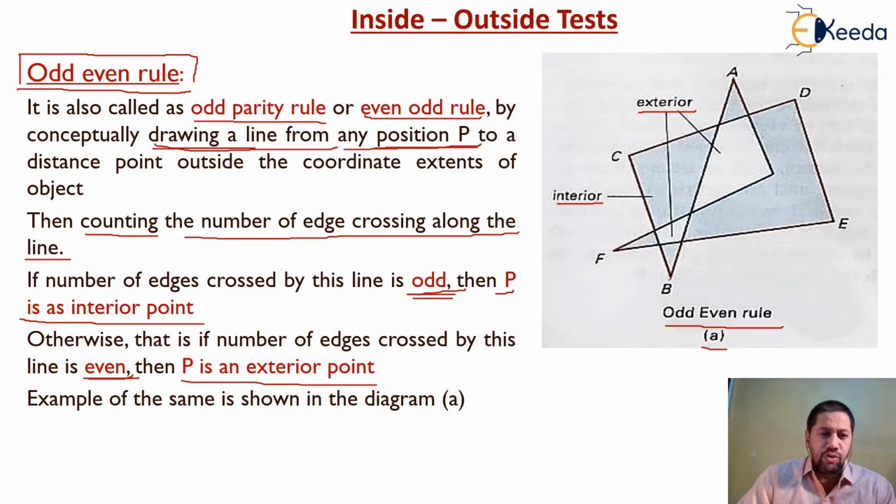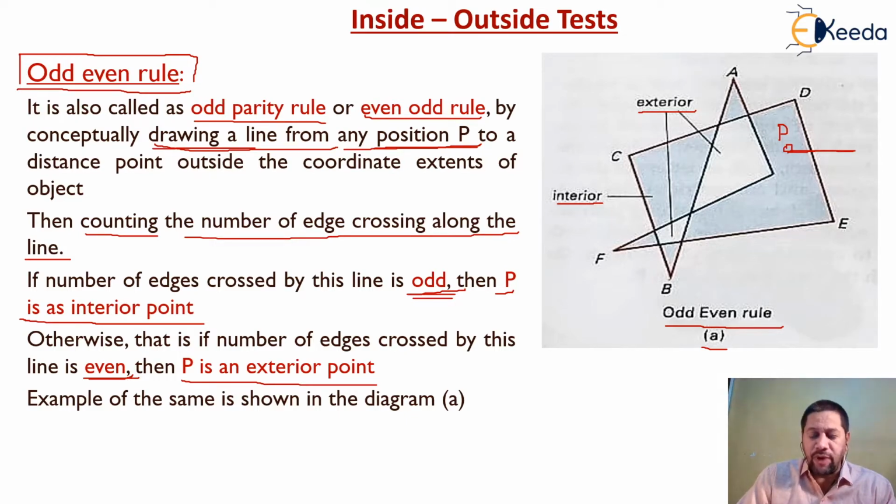So what does this rule say? Drawing a line from any position P to a distant point outside the coordinate system. Now suppose I want to find out this region, so I take this as my point P. I'm just giving you the example. This is my point P, and I have to draw the line from this P to the outside. Suppose I have drawn it over here. So this is my line, from point P to a point outside.